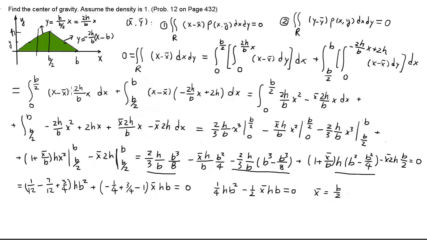Now, if we look back, we know we got the right answer because this mass is symmetric in the x direction, and the center has to be on this line b/2, and we got the right answer. And we can do the same thing to find y bar, but the calculation is just the same, so we're going to skip this calculation.